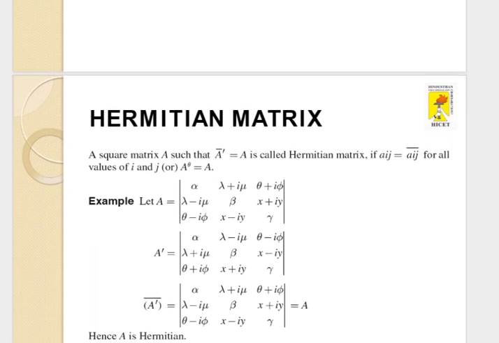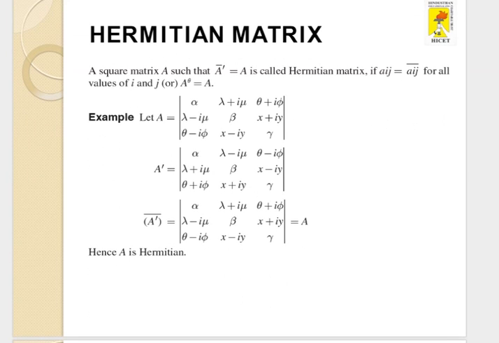Next, Hermitian matrix. A square matrix A such that A dash bar is equal to A is called the Hermitian matrix. That is, if a_ij equal to a_ji bar for all values of i and j, that is A^θ equal to A. Now, for example, A equal to alpha, lambda plus i mu, theta plus i phi, lambda minus i mu, beta. This is the matrix given A.